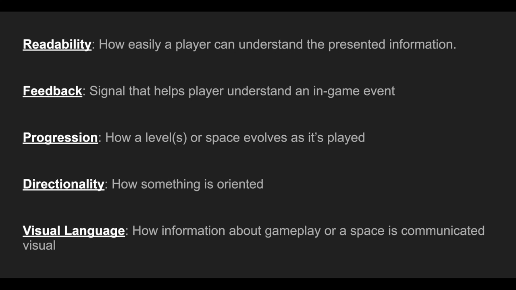Visual language is how information about gameplay or space is communicated visually. So it's similar to readability, or really assists in readability. It's usually defined in collaboration with art teams, where, like with the big green door example, the visual language for exit doors is that they're big and green. And so by consistently having every exit door be big and green, the player can very quickly understand, okay, the big green thing means exit.